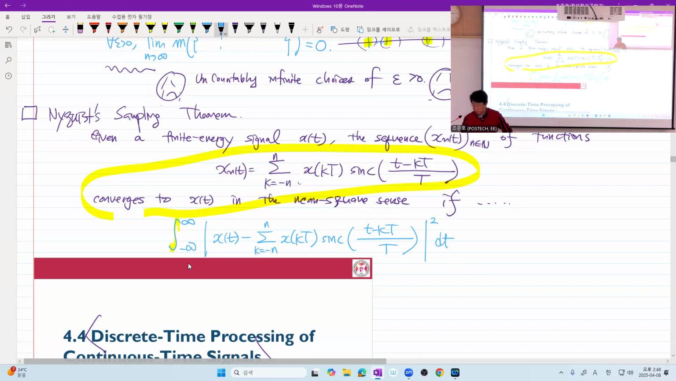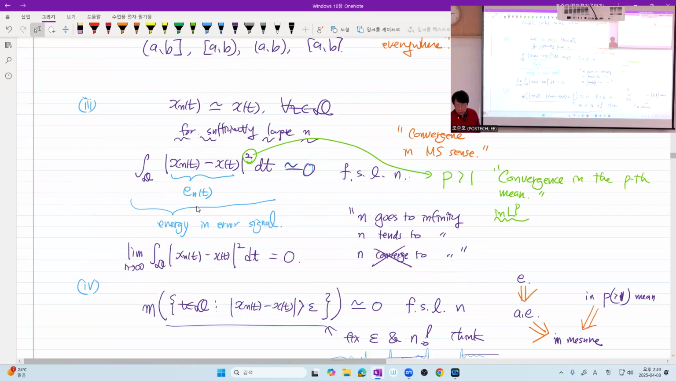So mathematically we have this one. So what is the Nyquist sampling theorem? It's a special case of a sequence of functions converges in the mean square sense. Got it? That's what I want to say. Of course, depending on the signal's property, sometimes you can prove a stronger version of convergence, such as what? Almost everywhere convergence or everywhere convergence.